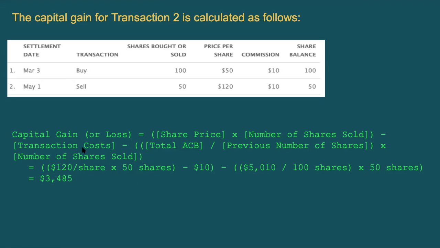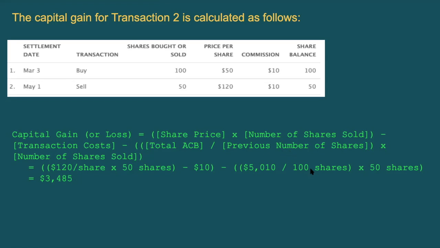Because this was a sale, and from the sale a gain was made, we need to calculate the capital gain. So the equation for doing such things looks as follows. There's a capital gain or loss is equal to the share price multiplied by the number of shares sold, and those are in a bracket, so that's a calculation, minus any transaction costs, minus, and now we have some brackets again because these calculations go together, the total ACB divided by the previous number of shares multiplied by the number of shares sold.